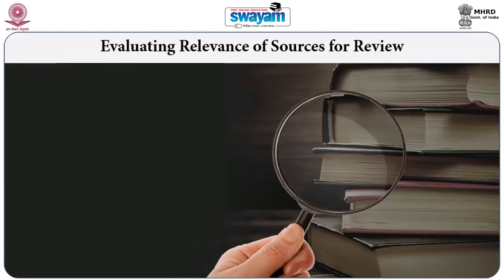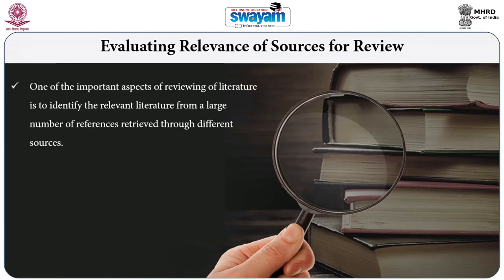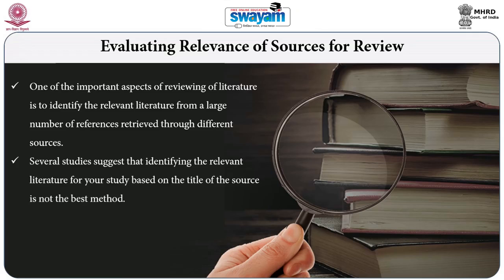One of the important aspects of reviewing literature is to identify the relevant literature from the large number of references or different sources that we have found during literature search in full text databases or any source. Once you go through the sources of information by the title, several studies suggest that identifying the relevant literature for your study based on the title of that specific source is not the best method.